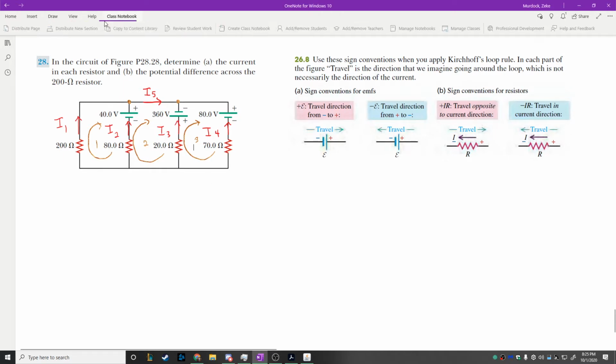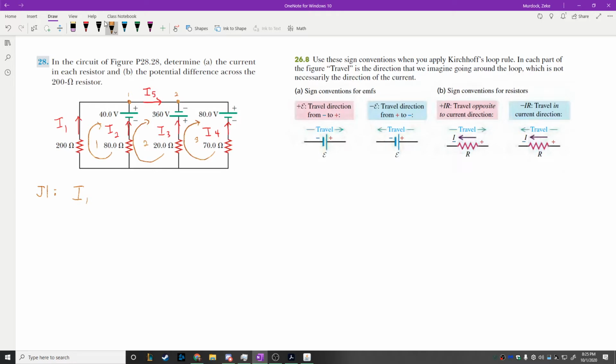All right, we've got two junction rules to write down. Let's do them. We'll call this junction 1 and junction 2. For the first junction, we've got I1 and I2 coming in and then I5 going out. So it's I1 coming in, I2 coming in. Those are both positive. And then minus I5 because it's going out.